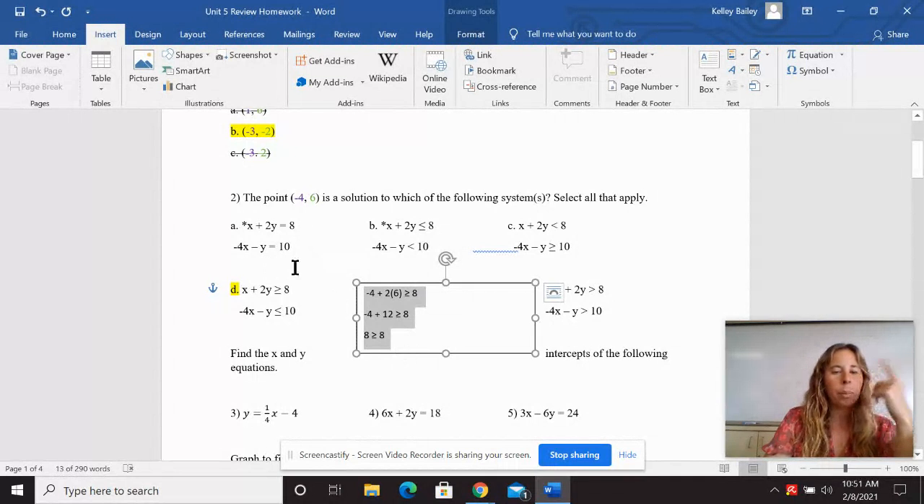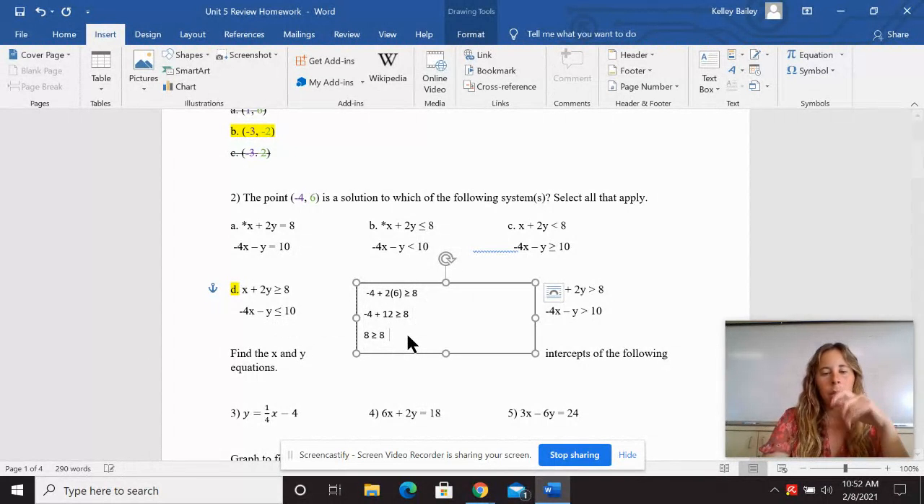Sorry, I didn't do the other one, but if you substitute -4, 6 into the bottom equation, you'll get 10 is equal to 10. So that will also be true. 10 is less than or equal to 10, which is true. They're equal to each other. So those are your only two that work.